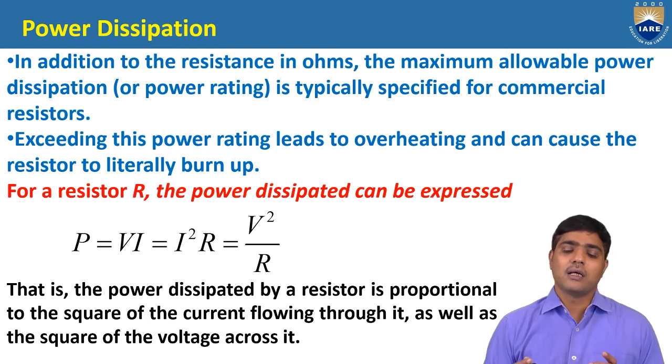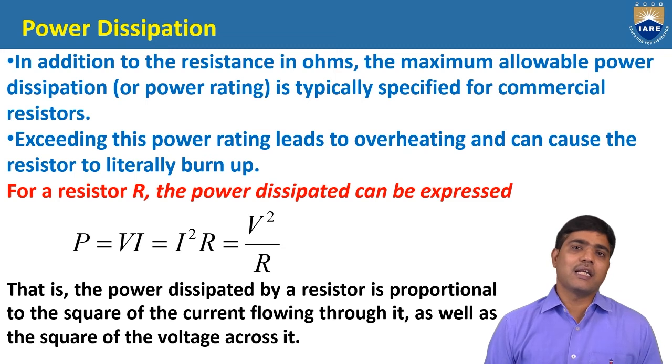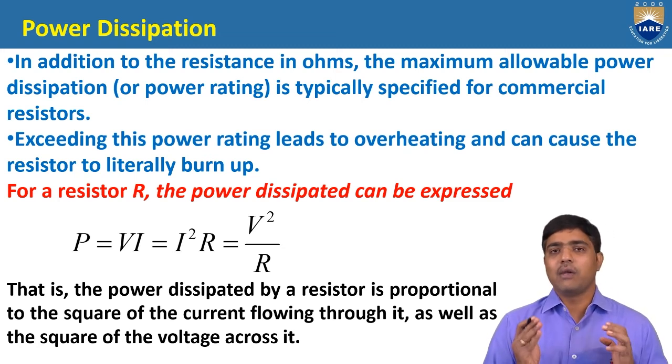If the power rating is 2 watts, you have to connect the resistor and operate the electric circuit in such a way that the power dissipation is not more than 2 watts. If it is more than 2 watts, the resistor is going to burn, and the devices connected in the circuit are also going to be affected. So you always have to look at the power rating of the resistors also.